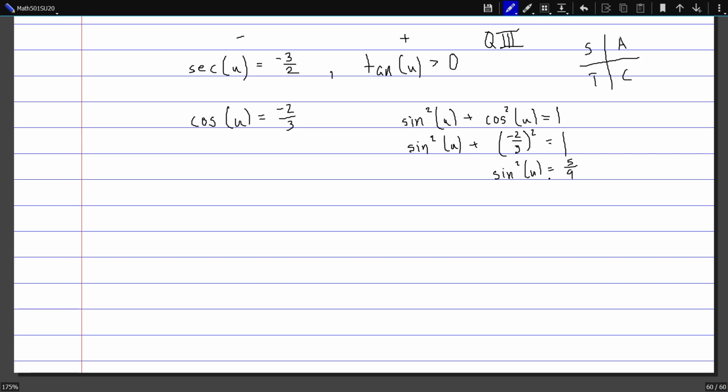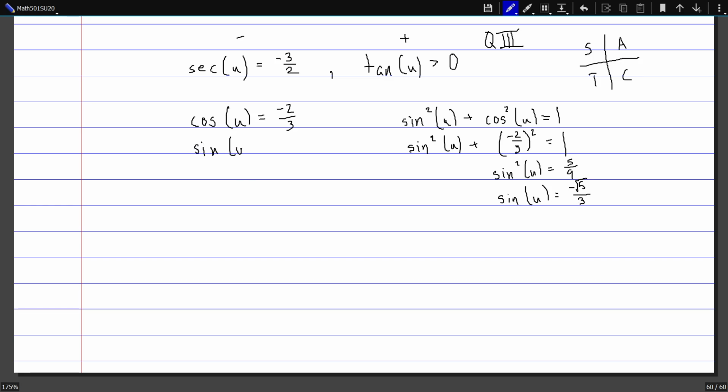I'm going to take the square root of both sides. Now this would normally give me plus or minus, but since I know I'm in quadrant 3, I know that I want the negative value. So sine of U is going to be negative square root of 5 over 3.